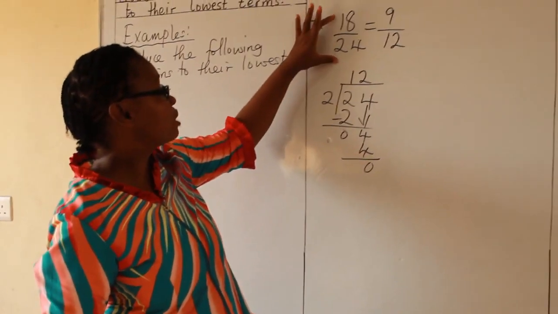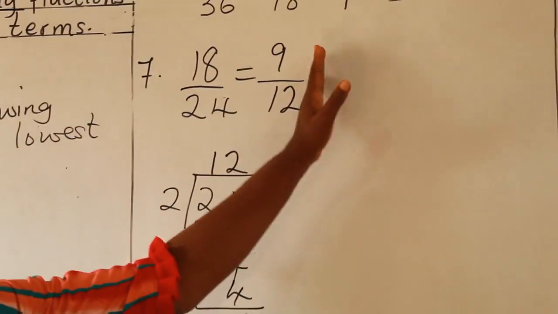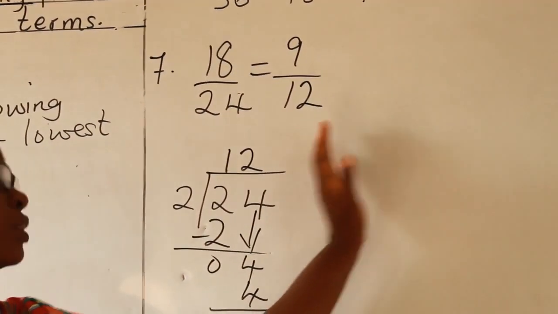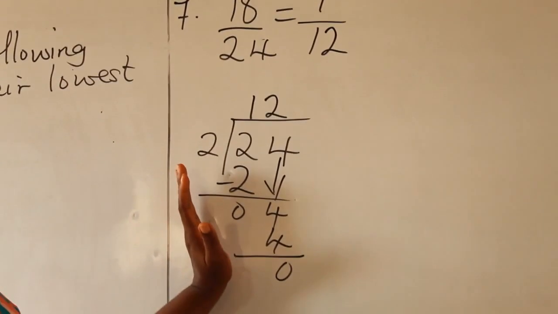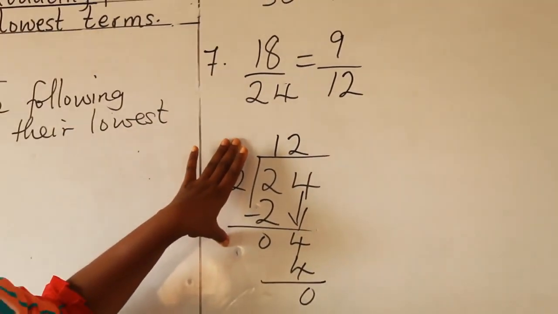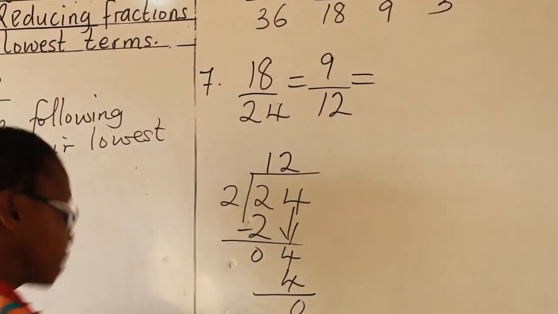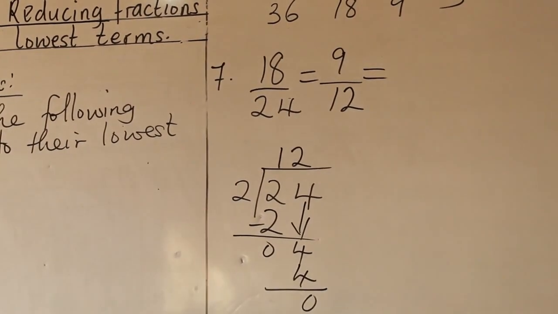Alright, we've been able to reduce 18 over 24 to 9 over 12. Using this long division method, we've gotten our 12. I hope we all understood the way I was doing it. So, it doesn't stop there. We are going to reduce 9 over 12.